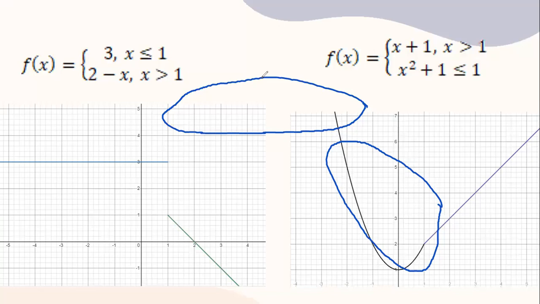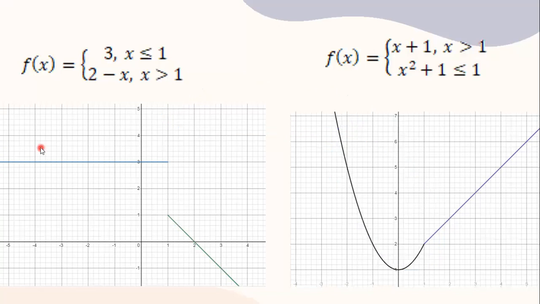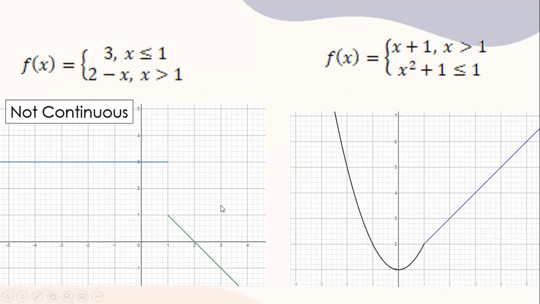So as we trace our graph from the left to the rightmost part, at x is equal to 1, we encounter a cut in our graph. So we can say that this graph is not continuous.